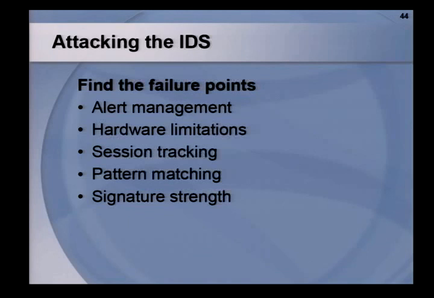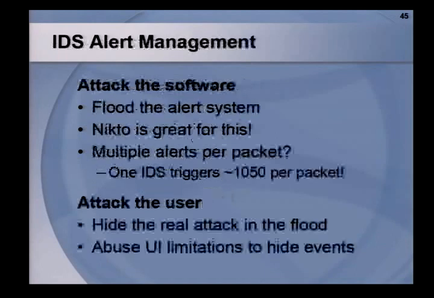I mean, an IDS can only keep track of so many things at a time in memory, and as soon as you get over that level, you can then bypass attacks in that area. And finally, pattern matching and signature strength, where we actually start attacking the PCRE engines and the signatures and the kind of the string implementations used by different IDS vendors. So easy, attack the management system, attack the software.